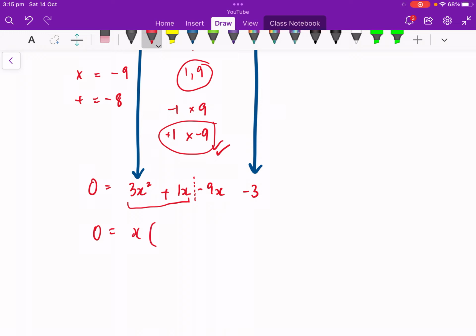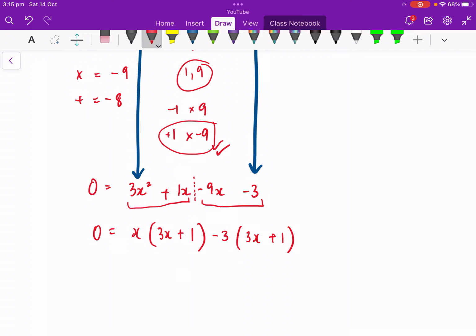So x times 3x gives me 3x squared. x times 1 gives me 1x. I'm going to look at these terms now and see what the highest common factor is. Now, the highest common factor in this case is -3. -3 can go into it. -3 times 3x gives you -9. -3 times +1 equals -3.